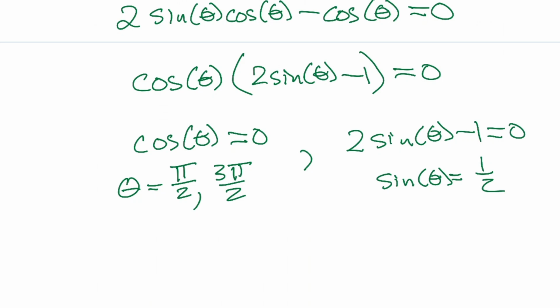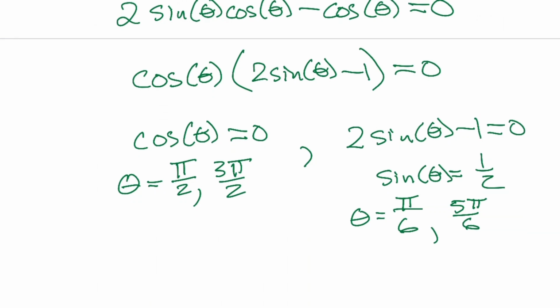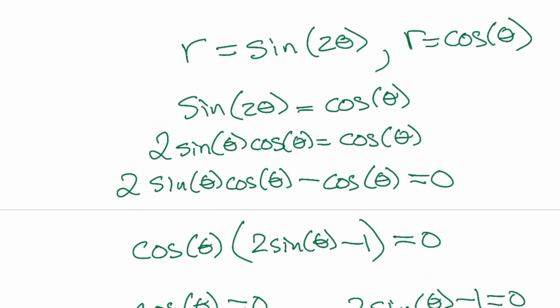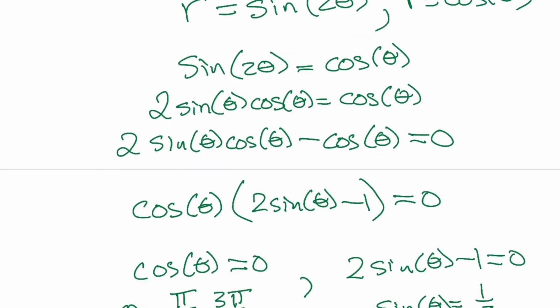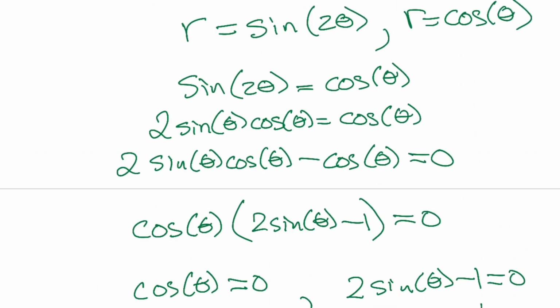And then sine of theta equals 1/2, theta is, we know this, 30 degrees, pi over 6, and 5 pi over 6 are the two angles, at least from 0 to 2 pi. So those are all the places where these two curves intersect. And I'll graph these curves so you can see what they look like.